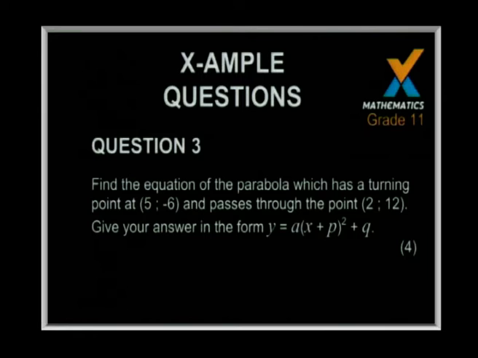Question 3 says, find the equation of the parabola which has a turning point of 5 and negative 6 and passes through the points 2 and 12. Give your answer in the form a(x plus p) squared plus q. There's quite a bit of information here. They're talking about the turning point, they've given you another point, and they've given you the formula in which they want it in. We're going to play with all of these and see what happens.